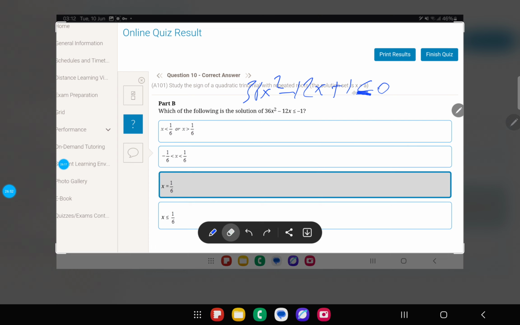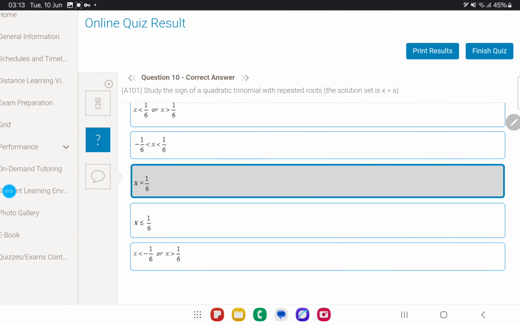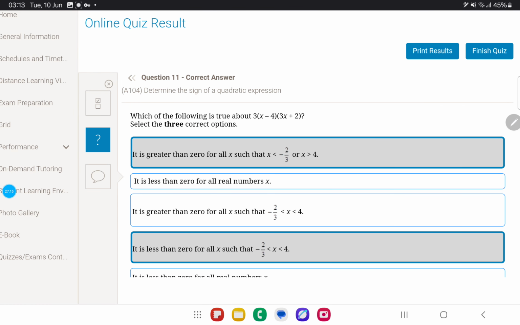If there was no equal, so only like this, then it would be an empty set. But since there's equal, we consider the root, which is equal to 0, which is x equal to 1/6, right? Just gonna double check. Yeah, like I said, that's it. See, pretty simple. Look, we're at the final question.